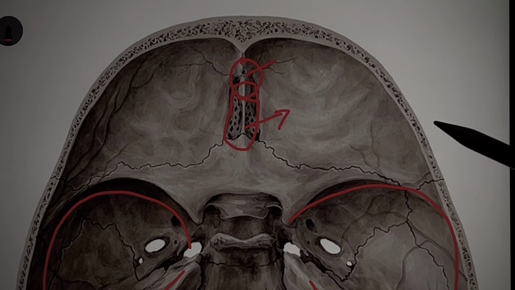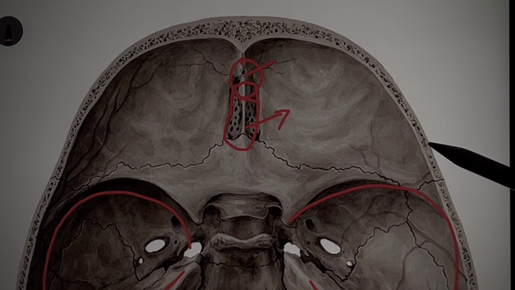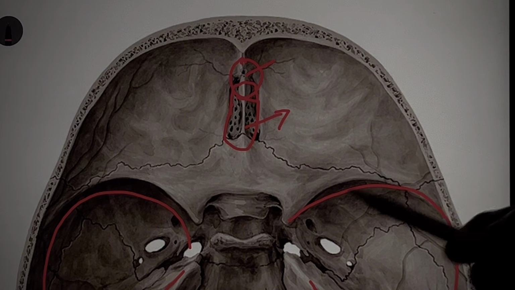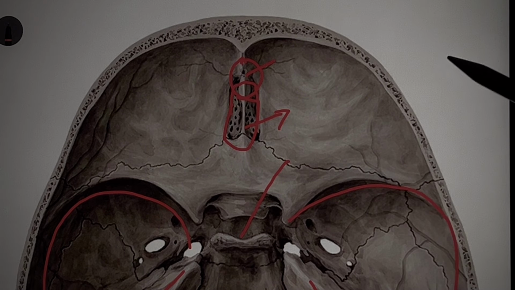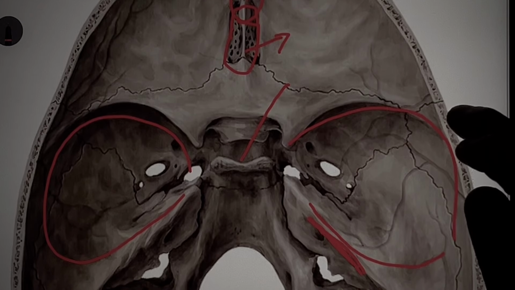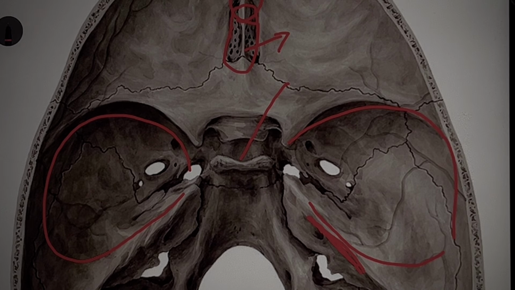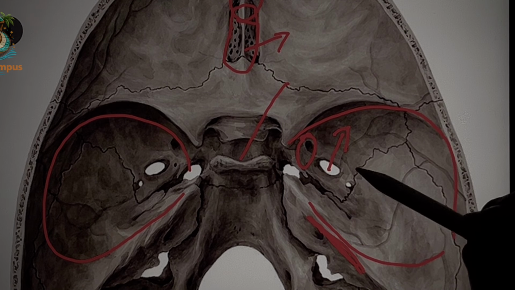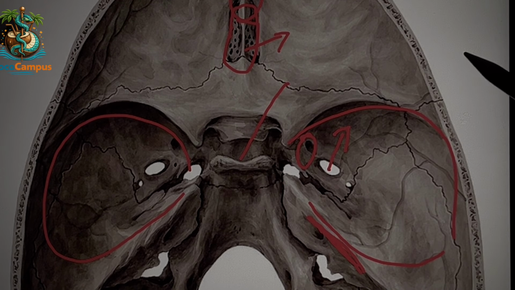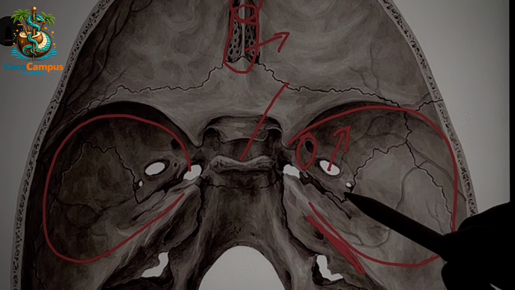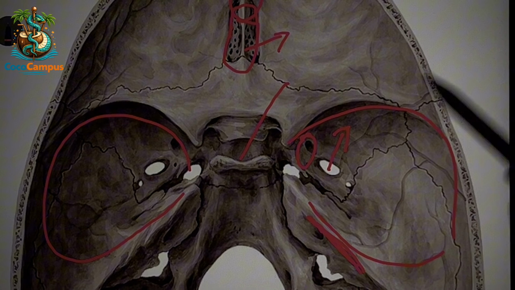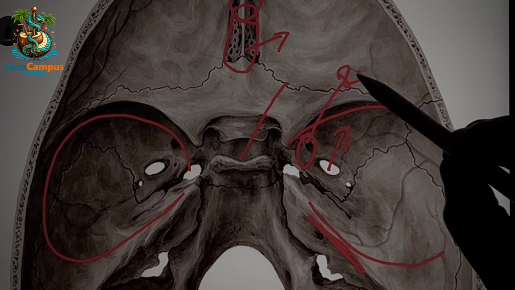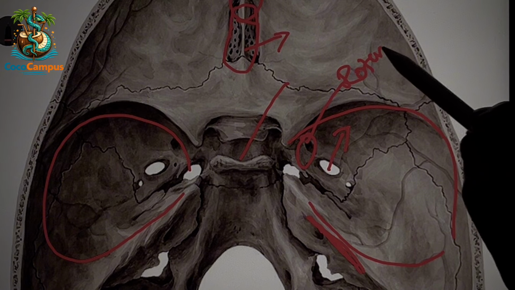It supports the temporal lobes of the brain and houses the sella turcica, which contains the pituitary gland. Let's look at the greater wing triad: rotundum, ovale, and spinosum. The greater wing of the sphenoid bone contains the three critical foramina arranged in a consistent posterior lateral sequence: the foramen rotundum, the foramen ovale, and foramen spinosum.